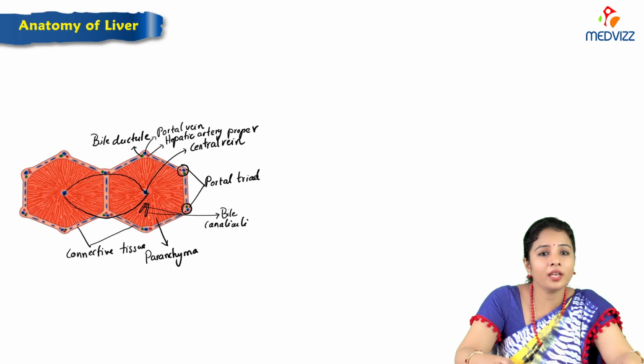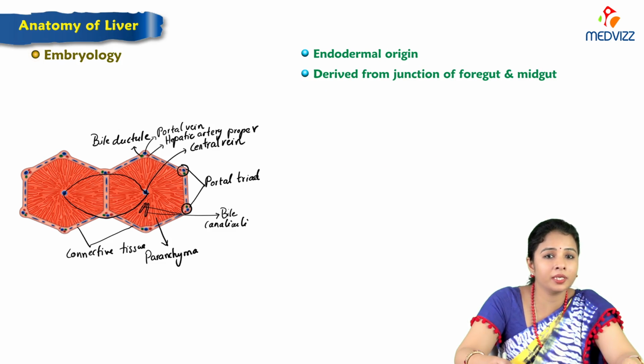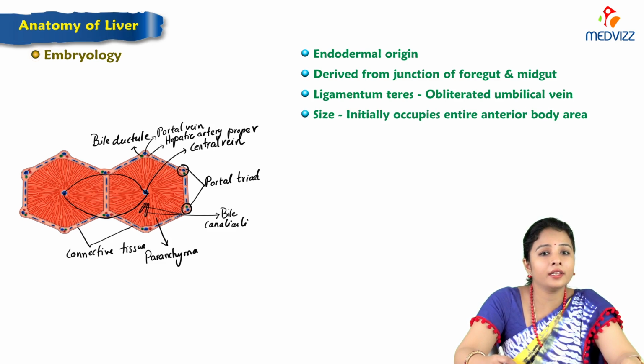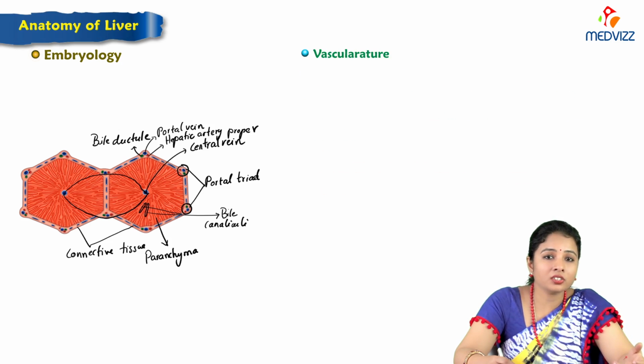So let's talk about the embryology or development of the liver. The liver is endodermal in origin, derived from the junction of the foregut and midgut. The ligamentum teres is formed from the obliterated umbilical vein. Initially the liver occupies the entire anterior body area and contains hepatoblasts. Hepatoblast cells are derived from the endoderm and are bipotential progenitors for both hepatocytes and cholangiocytes, and the vasculature is derived from the mesoderm.